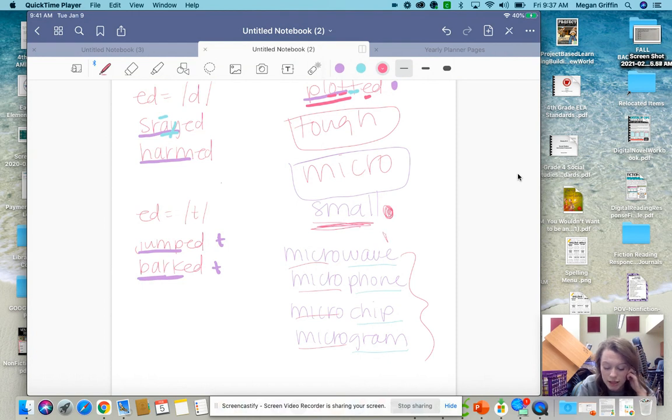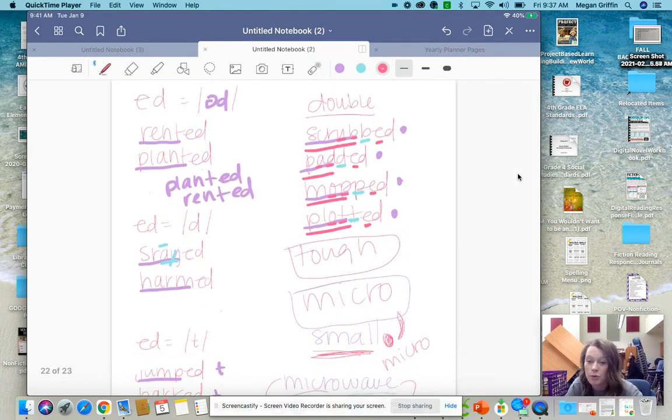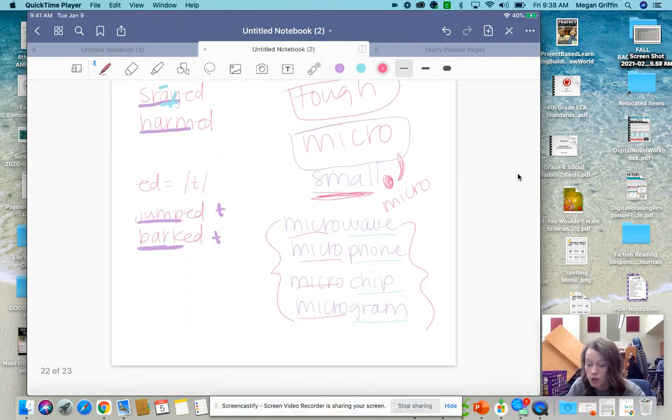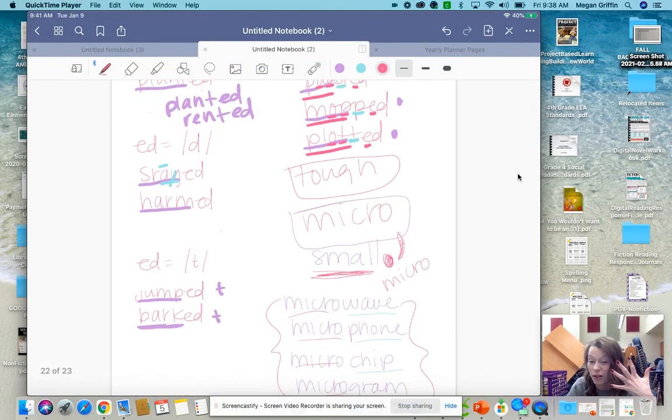On your spelling test, you're going to have to spell micro. You're going to have all of these words, and then you're going to have to tell me that micro means small. So you want to be studying this week. You want to be practicing these words. Your spelling test will have all 10 of the ed words plus 5 words that follow the same rules. So you've got to make sure you're really practicing those, okay?